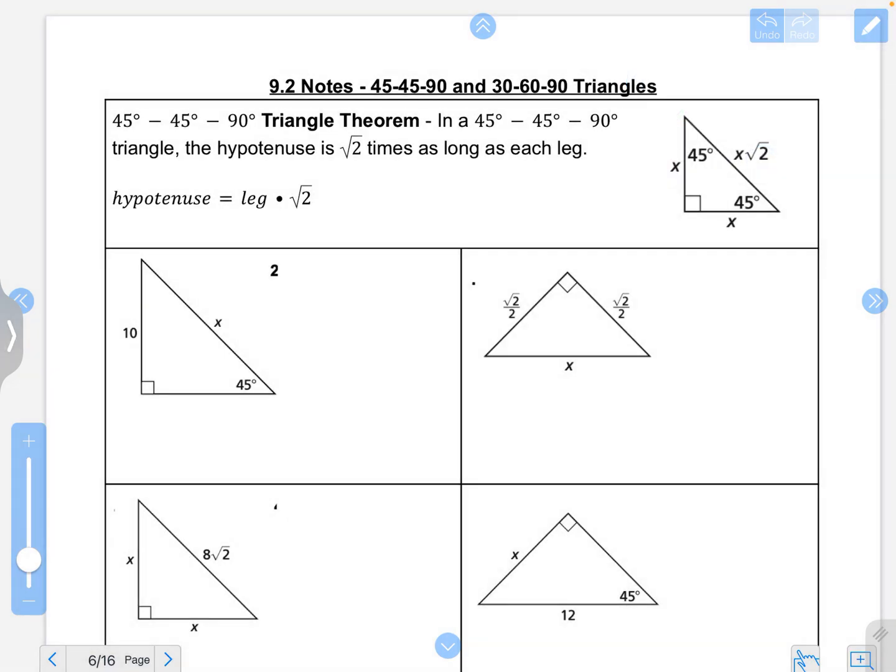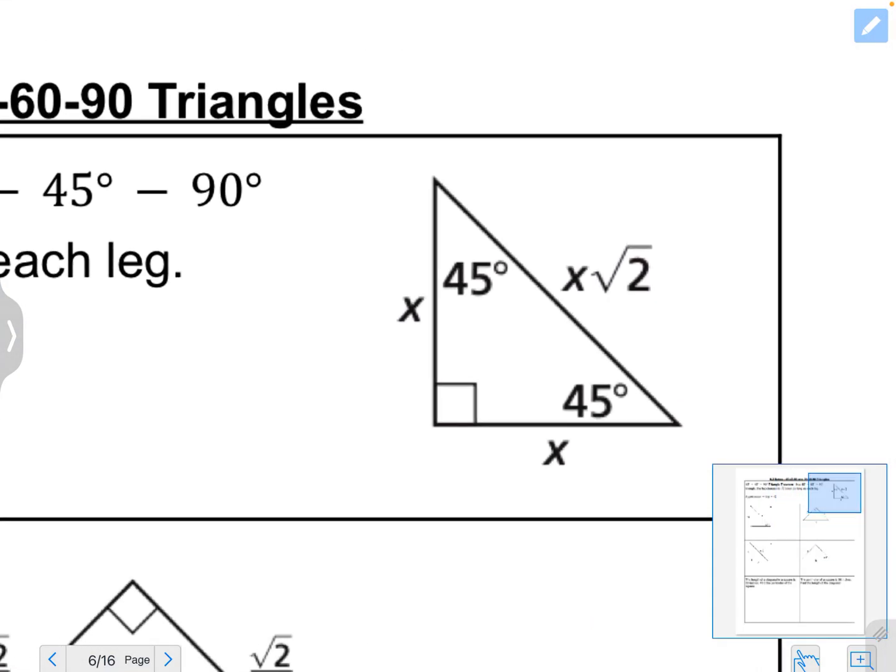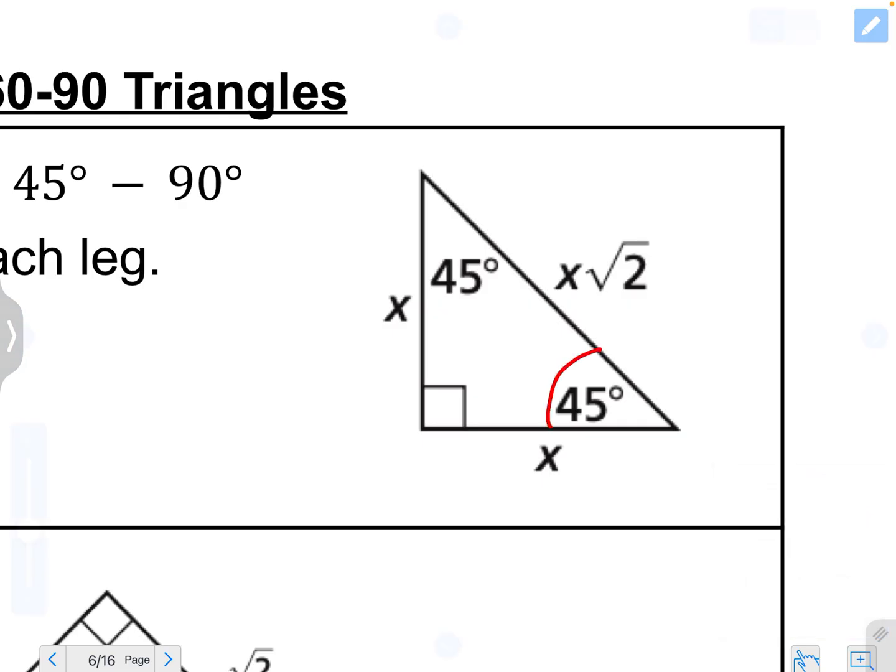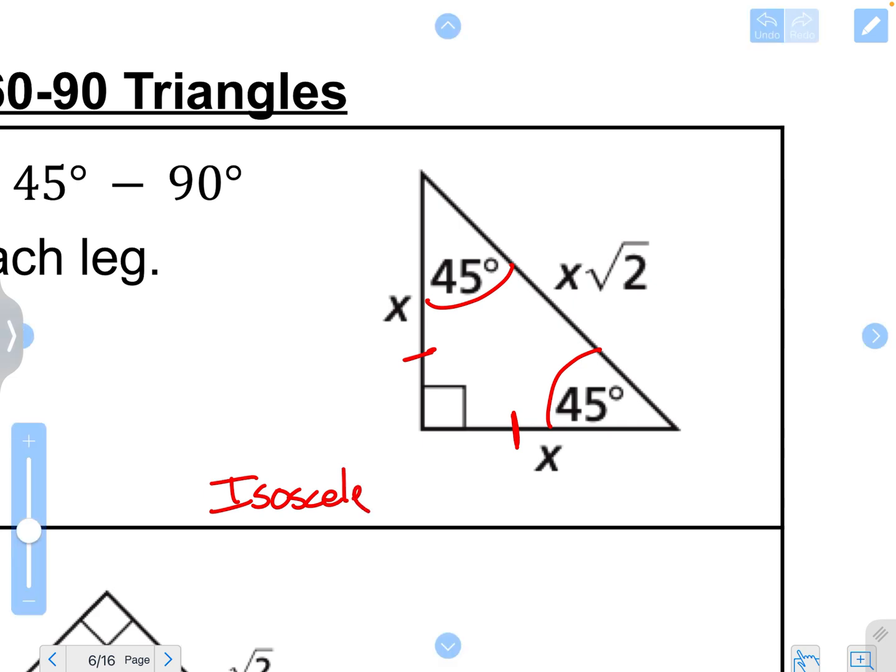Today we're going to be talking about our special triangles, which are our 45, 45, 90 and our 30, 60, 90 triangles. When we talk about a 45, 45 triangle, both angles that are not the right angle are going to be 45, which means that both base angles are congruent, which means that our sides are congruent, which also tells us that this is an isosceles triangle. And so once we know it's an isosceles triangle, some of these things get a lot easier.